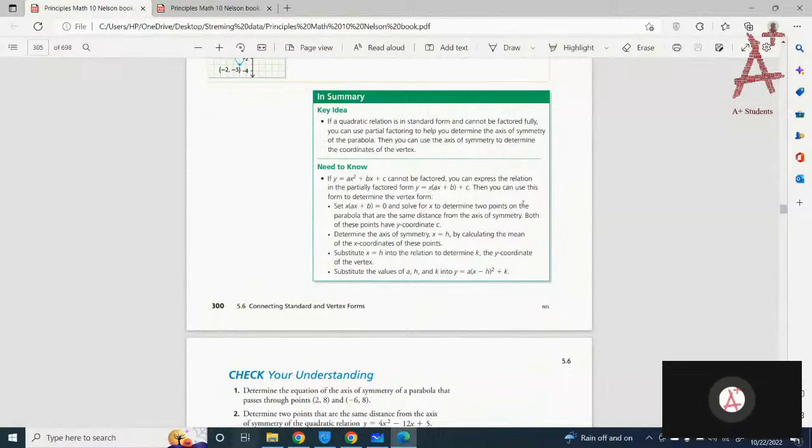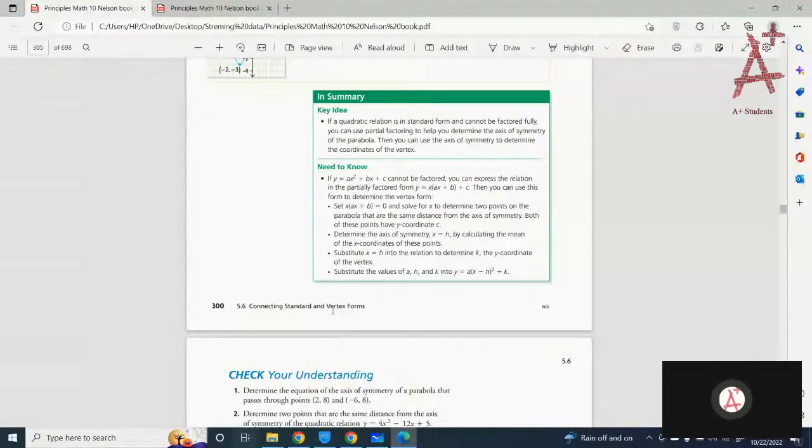Solve for x to determine 2 points of the parabola. Determine the axis of symmetry x equals h by calculating the mean of x coordinates of these points. Substitute x equals h into the relation to determine k, the y coordinate of the vertex.